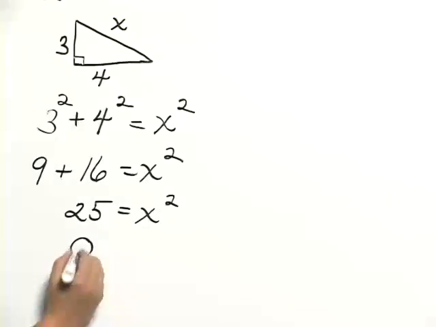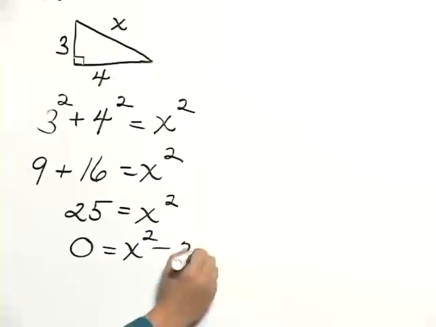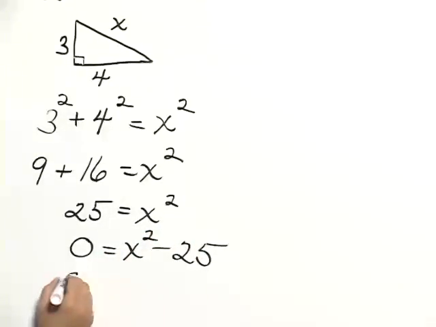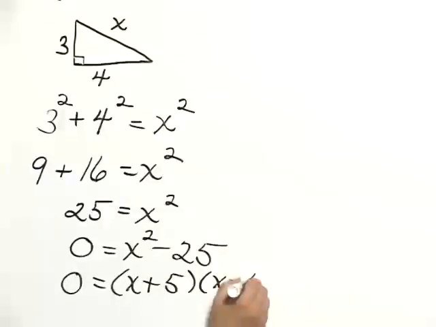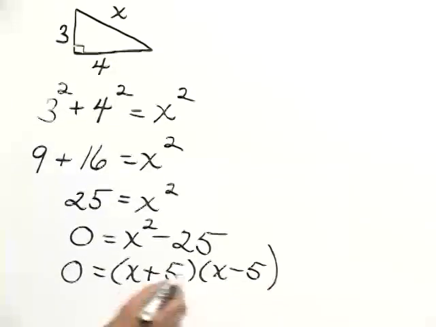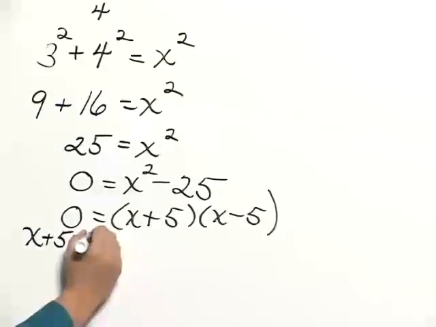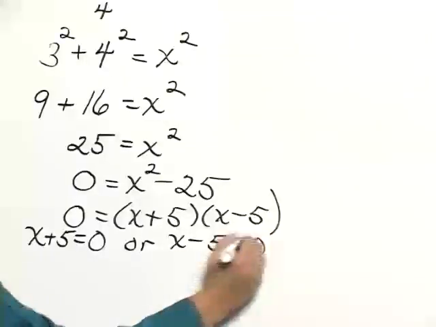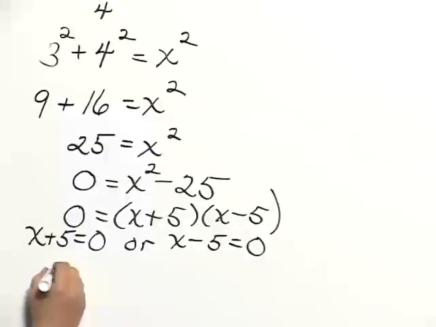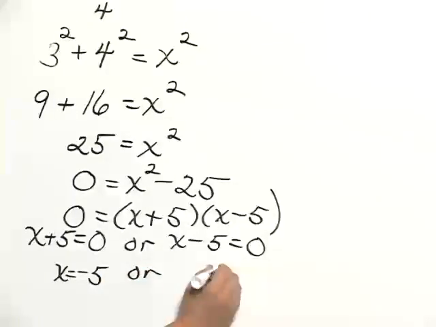Subtracting 25 from both sides, we have 0 equals x squared minus 25. And then we can factor. 0 equals x plus 5 times x minus 5. Setting each of these equal to 0, we have x plus 5 equals 0, or x minus 5 equals 0. And this tells us then that x equals negative 5, or x equals 5.